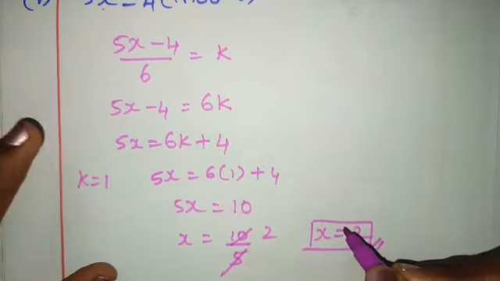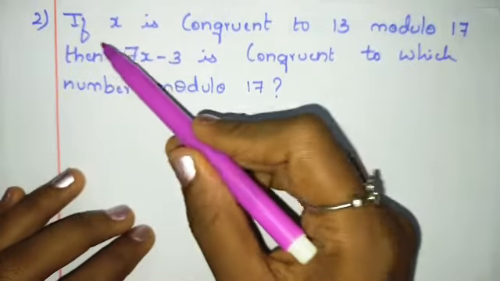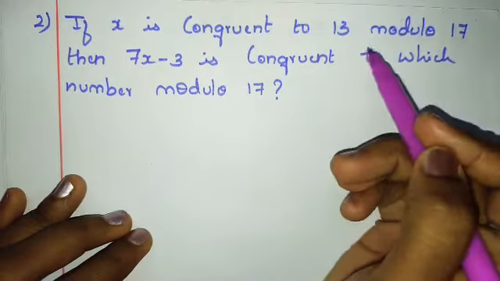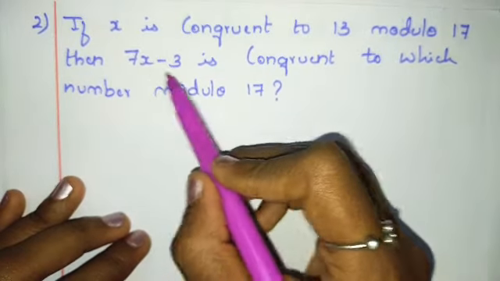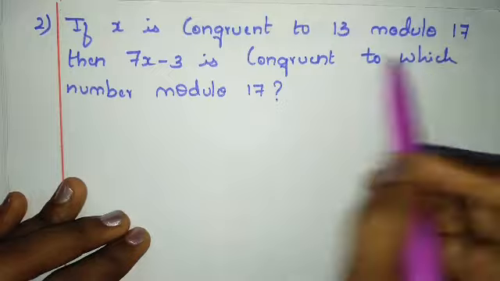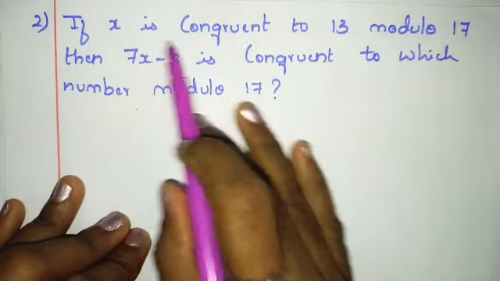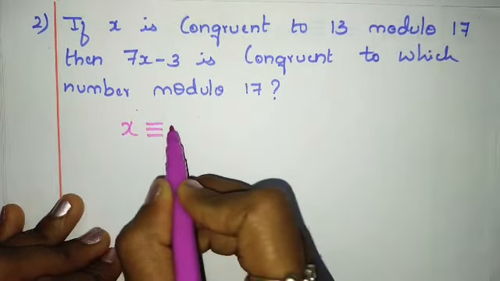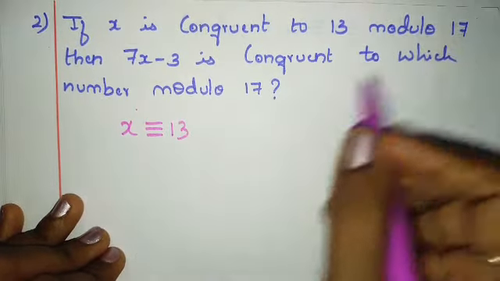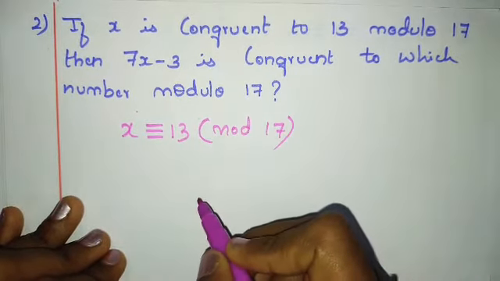Got it? So now we'll see the second sum. Second sum: if x is congruent to 13 modulo 17, then 7x minus 3 is congruent to which number modulo 17? Got it? They said x is congruent to 13 modulo 17.